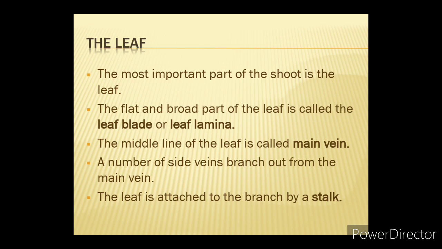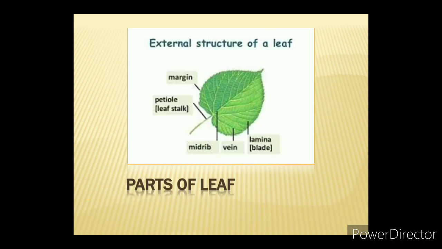Next, let us discuss the leaf. The most important part of the shoot is the leaf. The flat and broad part of the leaf is called the leaf blade or leaf lamina. The middle line of the leaf is called main vein. A number of side veins branch out from the main vein. The leaf is attached to the branch by a stalk. This is the structure of a leaf, as we have discussed in the previous slide. These are the different parts of a leaf: margin, stalk, midrib, vein, lamina or blade.